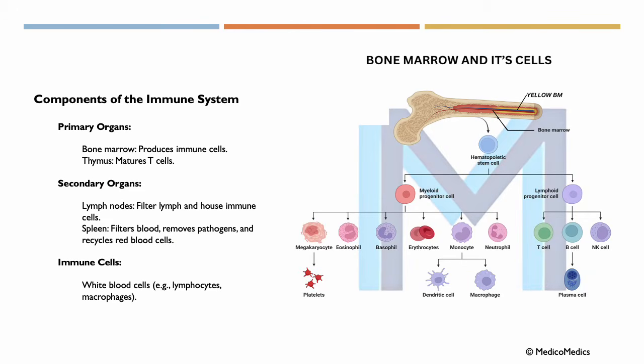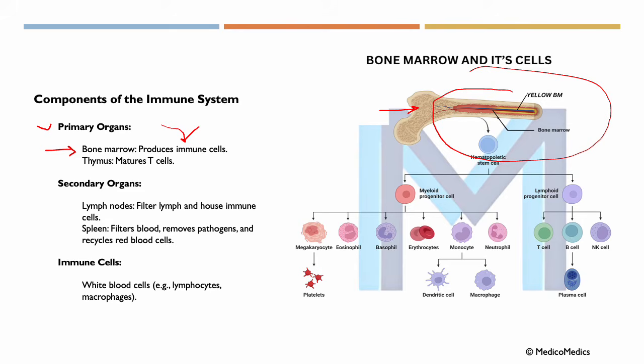Now let's get an overview of the main components of the immune system. So primary organs include the bone marrow. This is where immune cells are produced. Now you find bone marrow, as illustrated here, inside the medullary cavities of bones.